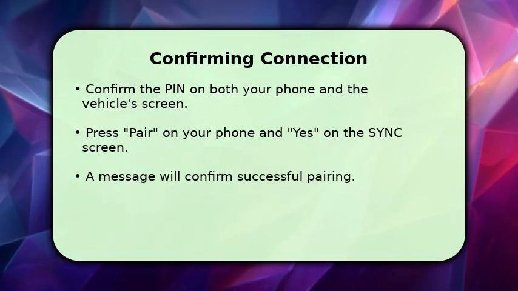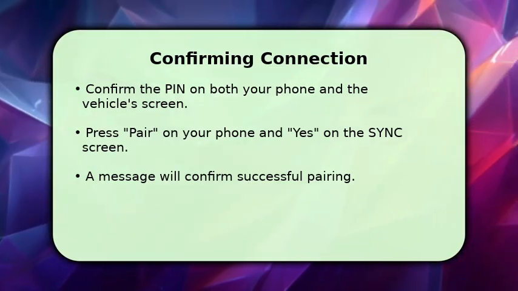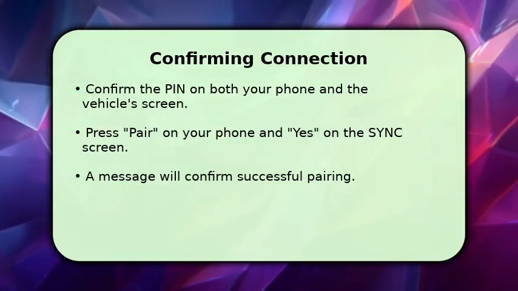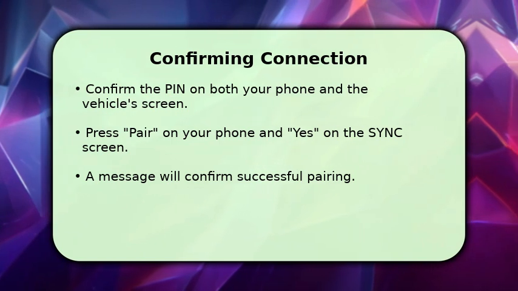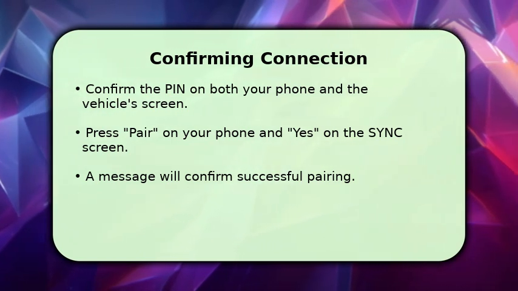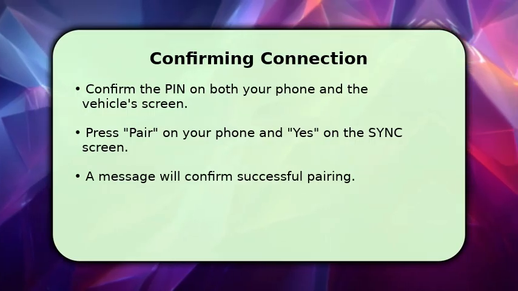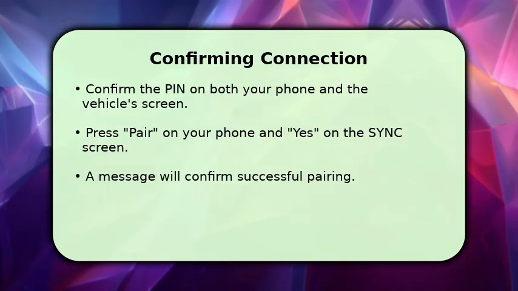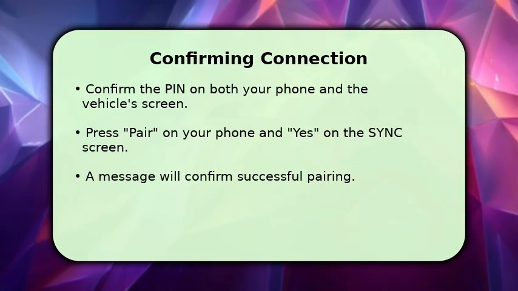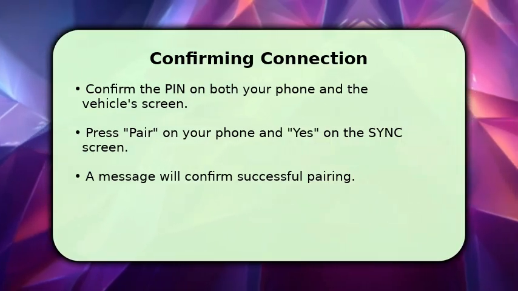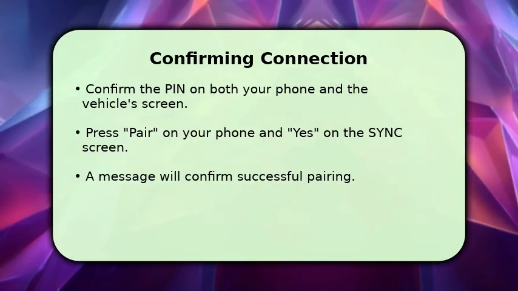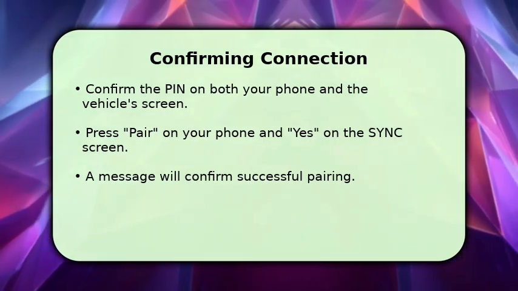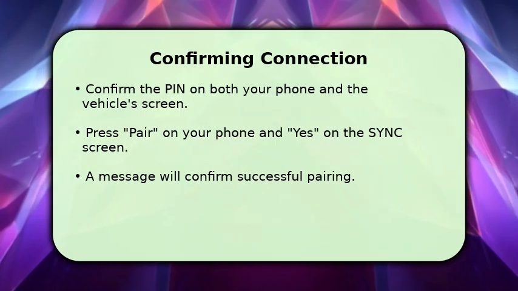After confirming the 6-digit PIN matches on both your phone and the sync screen, proceed to press Pair on your mobile device. Simultaneously, you will need to confirm the connection by pressing Yes on your Ford Edge's infotainment screen. A message will then appear, confirming that your phone has been successfully paired. You may also be prompted to allow Sync to download your phone book and recent call history. Selecting Yes will enable these convenient features.